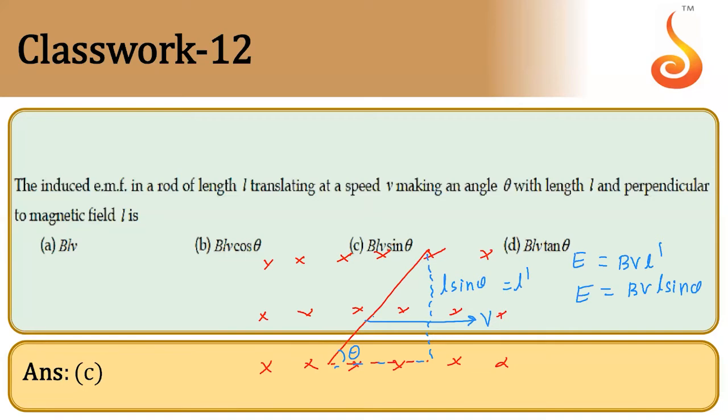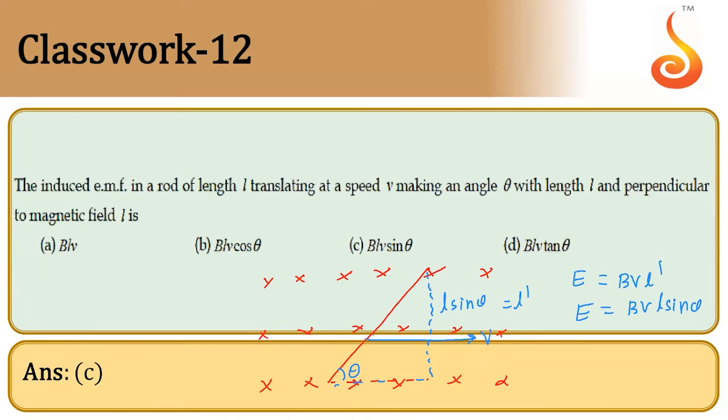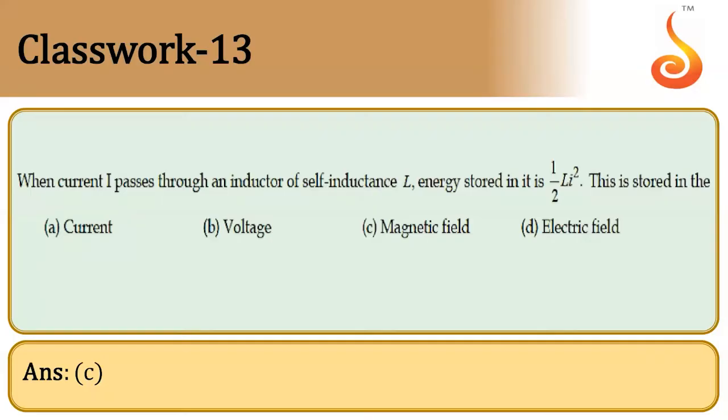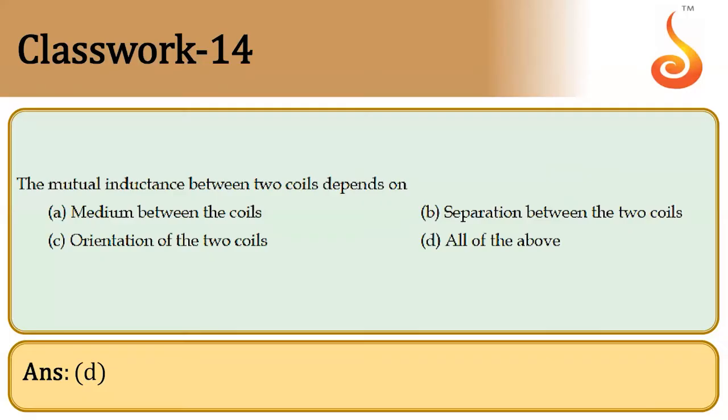Done, children? Next question. When current I passes through an inductor of self-inductance L, the energy stored in it is half L I square. It is stored in the form of magnetic field. The mutual inductance between two coils depends on the medium between the coils, the separation between the coils, the orientation, all of the above. Correct answer is all of the above.